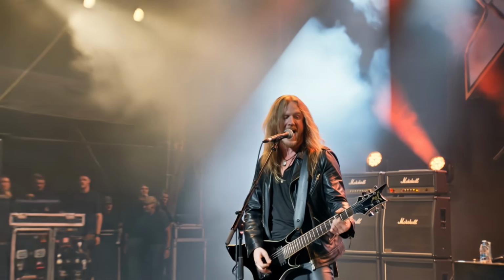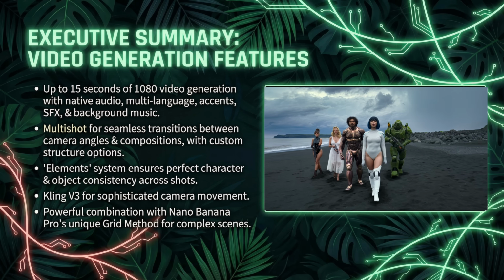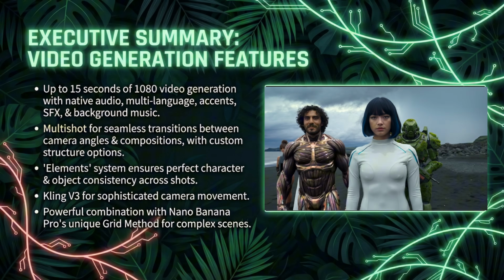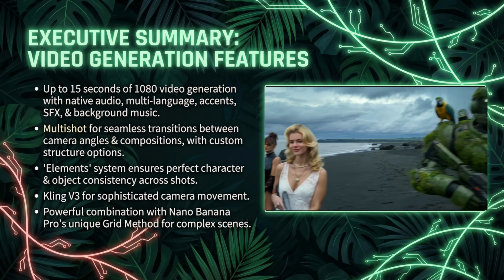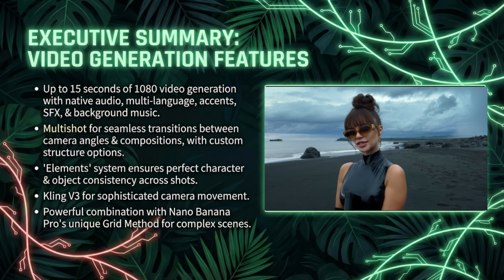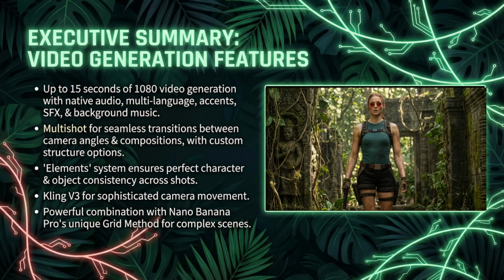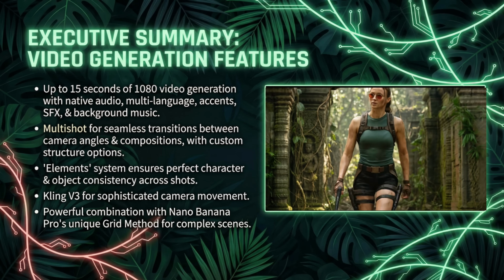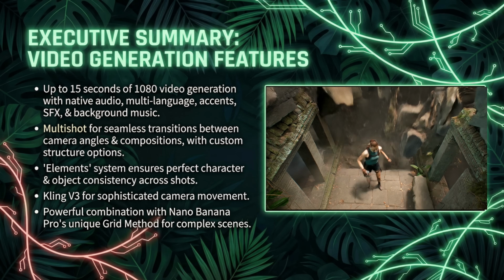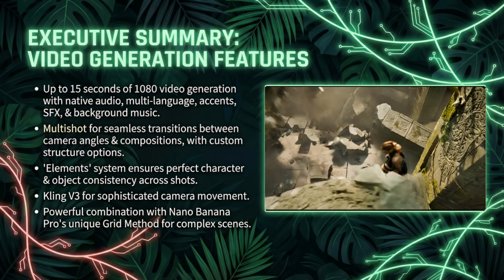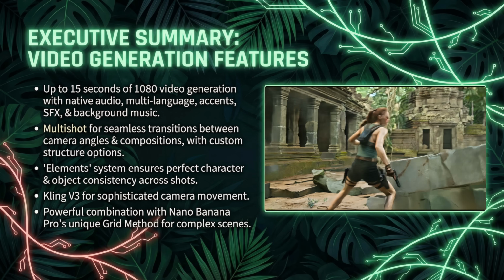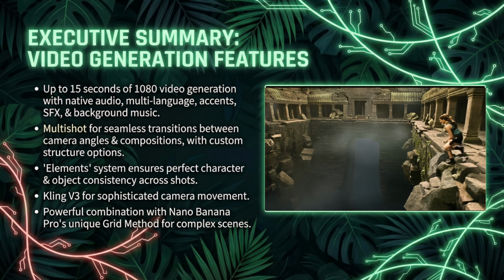Kling version 3! Here we go! Let's test it out! This latest version delivers up to 15 seconds of video generation with native audio integration, supporting multiple languages, accents, sound effects, and background music. The multi-shot functionality enables seamless transitions between different camera angles and compositions within a single generation, while the custom multi-shot option provides even more control over scene structure. The platform excels in character and object consistency through its element system, allowing creators to maintain perfect visual continuity across shots and scenes.